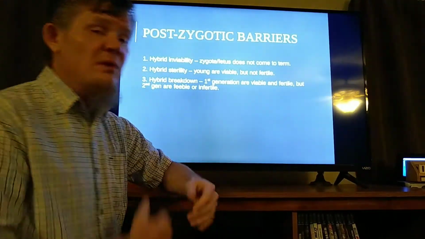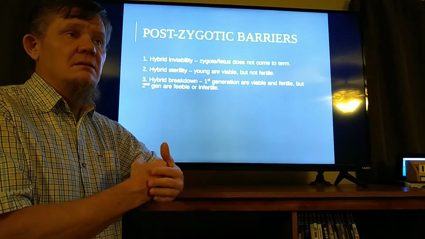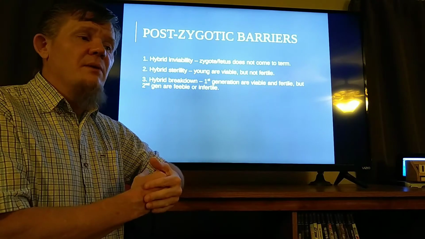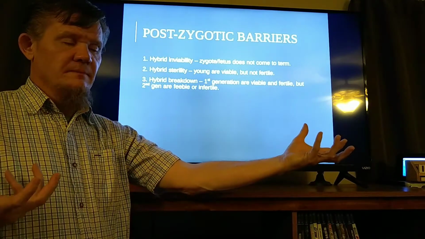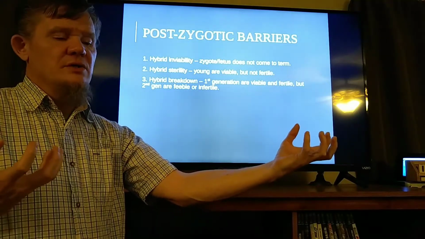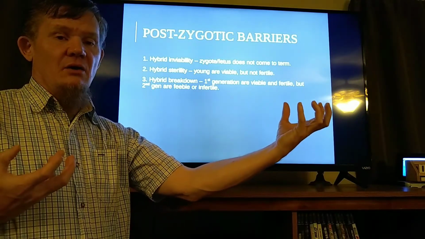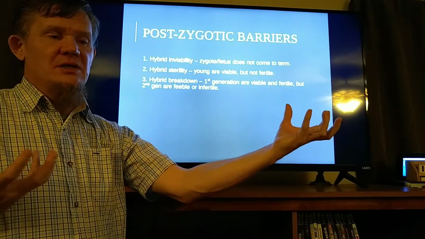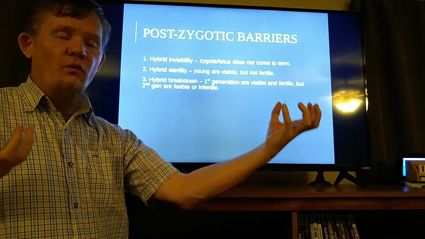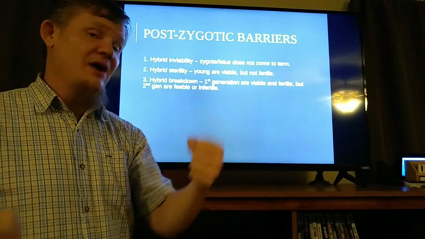Hybrid breakdown. Remember, all of these will prevent gene flow. All of these will prevent genes from being passed from one population to another. If we're preventing genes from being passed from one population to another, what we're doing is allowing the mutations, the adaptations that accumulate over many generations, to stay in a population, and eventually, if you allow enough of these to build up, then you have formerly one species that has now been separated into 2 separate species.